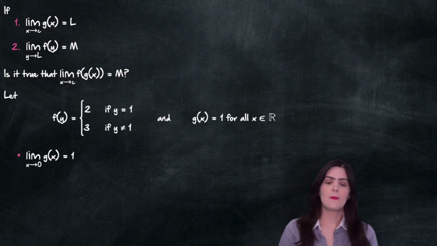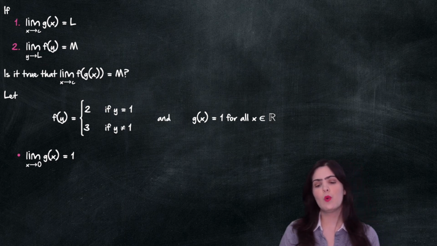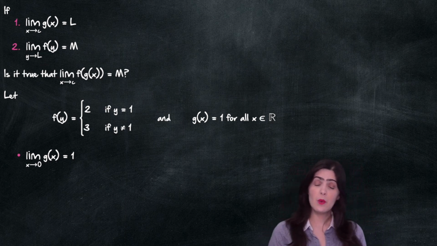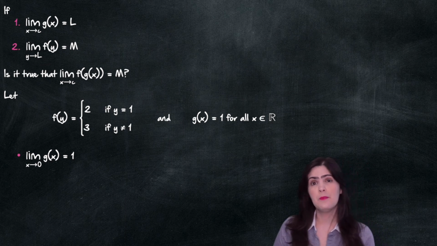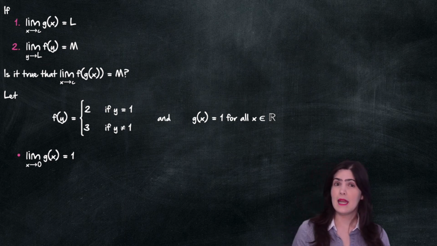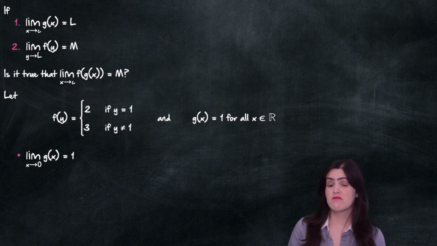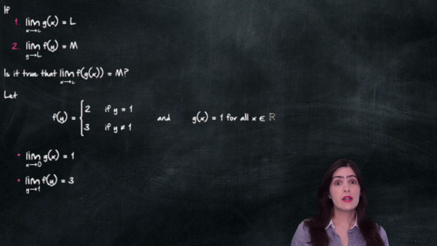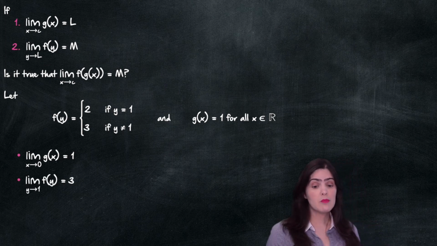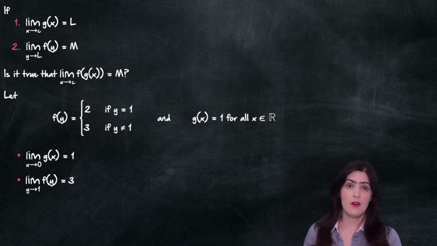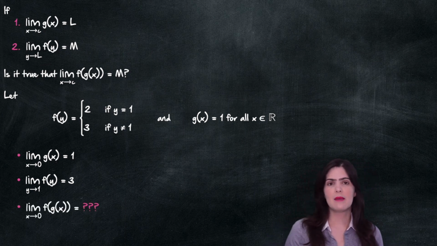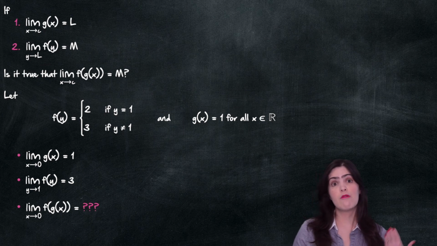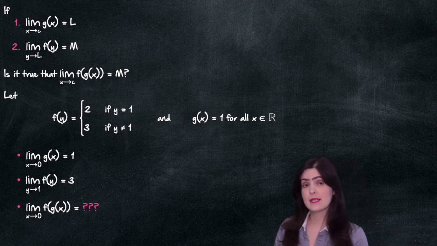If I define f of y to be equal to 2 when y is equal to 1, and 3 when y is different from 1, and g of x is the constant function 1, then the first thing that we notice is that the limit as x approaches 0 of g of x is equal to 1, because g is a constant function. It's also very easy to see that as y approaches 1, f of y approaches 3. So what can we say about the limit as x approaches 0 of f of g of x?